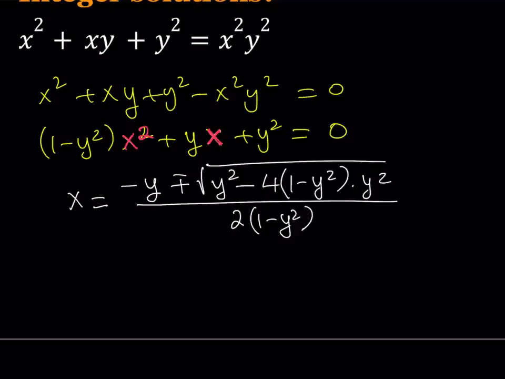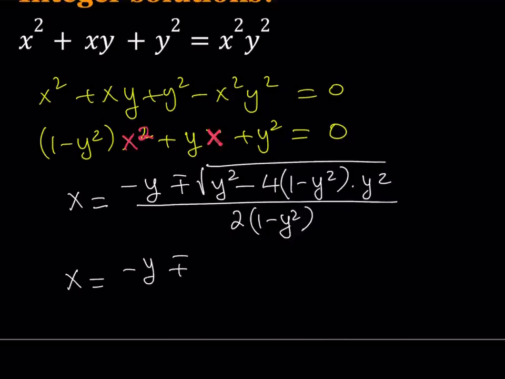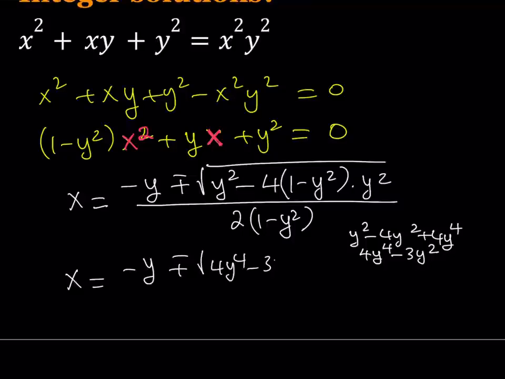So we can look at what's happening inside the radical. We do have y squared minus 4y squared multiplied by, so let's go ahead and simplify this part. I have negative 4y squared, and then negative 4y squared multiplied by negative y squared, that's going to give us 4y to the 4th power. So we can safely say that this is equivalent to 4y to the 4th minus 3y squared. So that is going to be under the radical, 4y to the 4th minus 3y squared. And then all of that is going to be divided by 2 minus 2y squared.